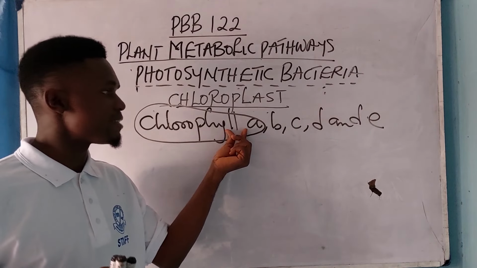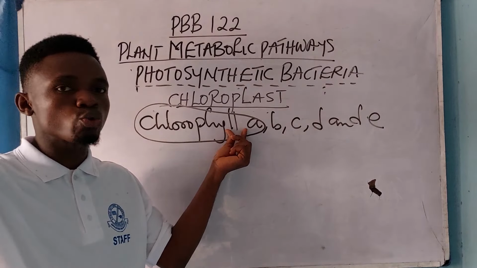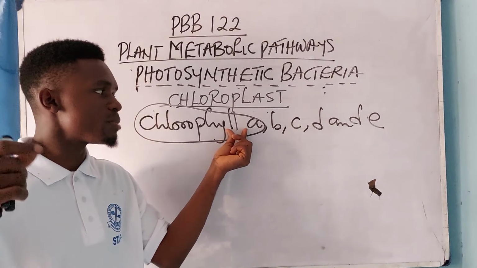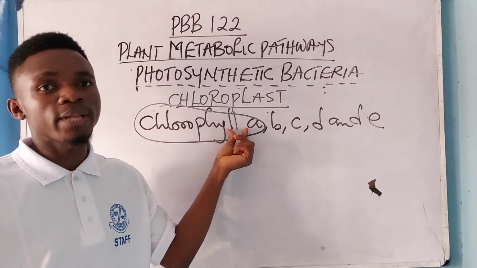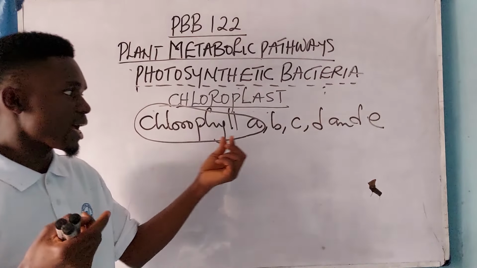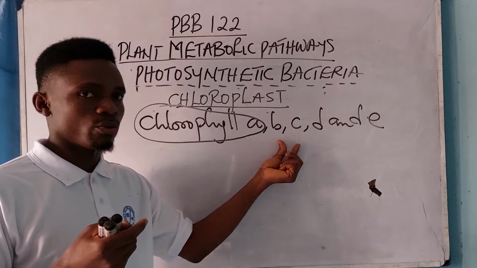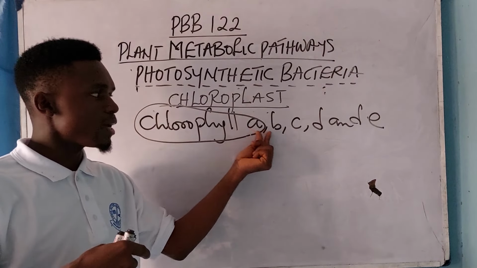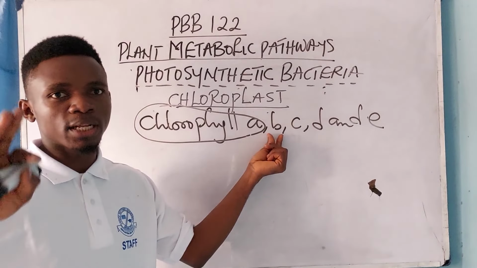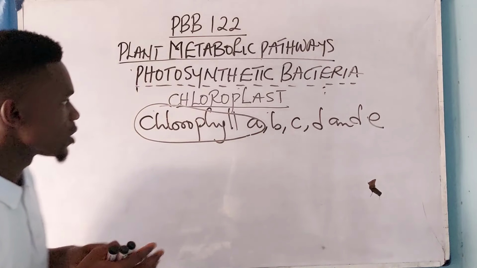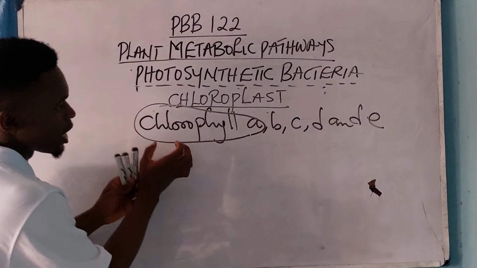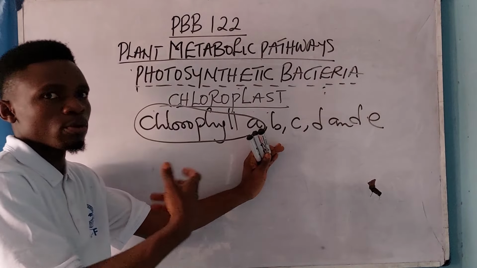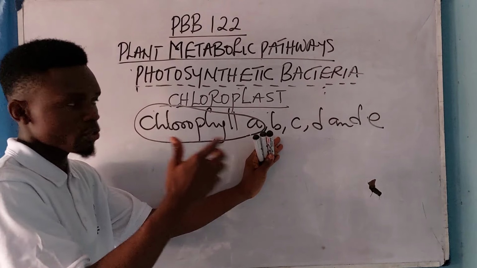Chlorophyll A is found in all autotrophic organisms, that is, organisms that have the ability to produce their own food, like the green plant. Chlorophyll A and B are also found in higher plants, but the most important one is chlorophyll A. That one is understood, right?